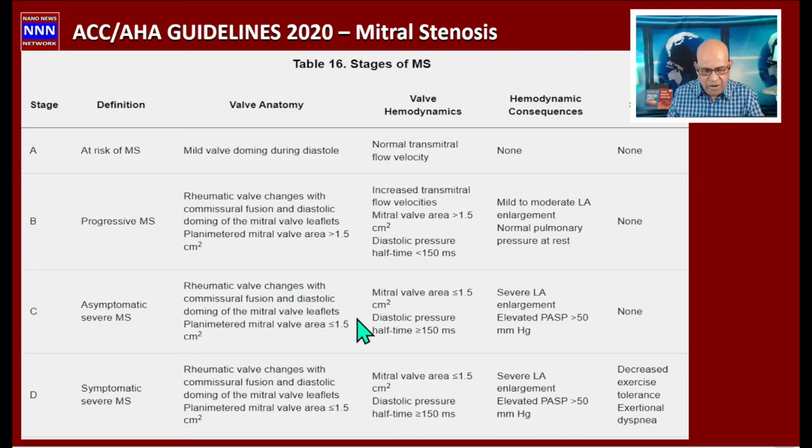So keep in mind, all these things are very important in making clinical decisions. And of course, stage D, I don't need to tell you, all the numbers are bad. The mitral valve area is less than 1.5, pressure half time is greater than 150 milliseconds, the PA pressure is elevated, and there is decreased exercise tolerance, dyspnea with exertion or mild activities. So now this is like a functional classification plus hemodynamic classification, because we are talking about pressure half time and also pulmonary artery systolic pressure.